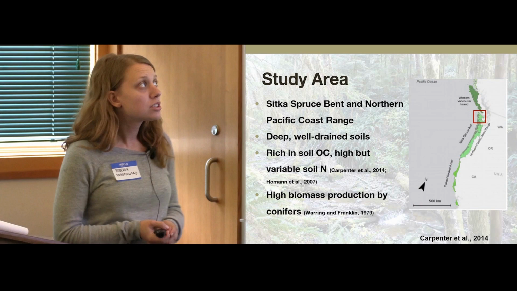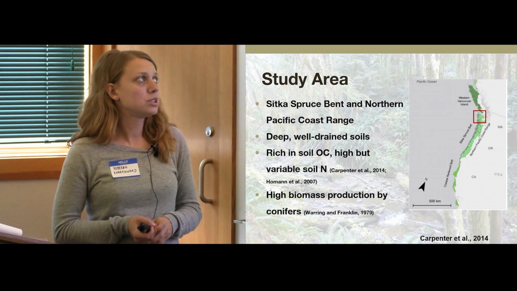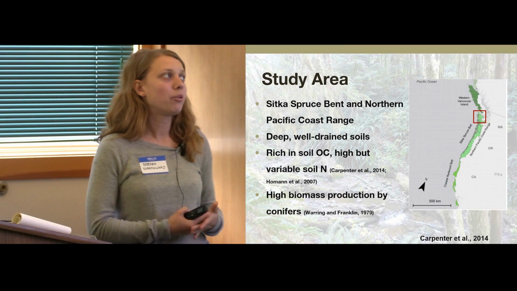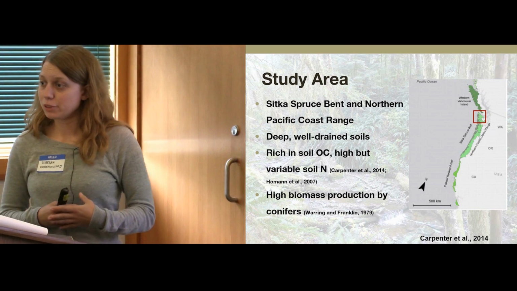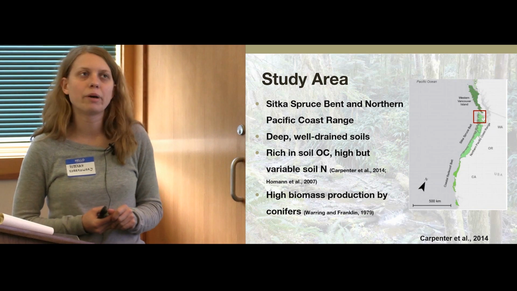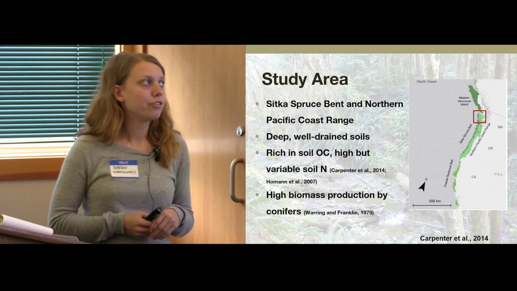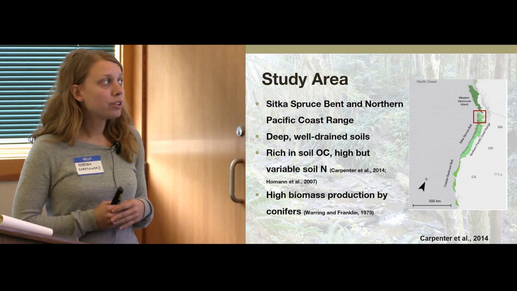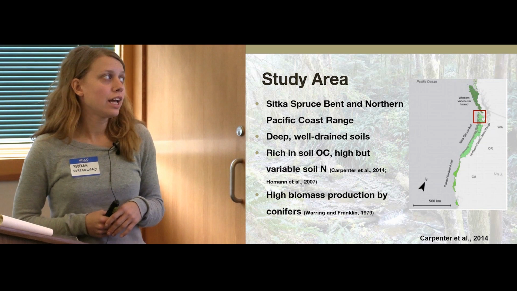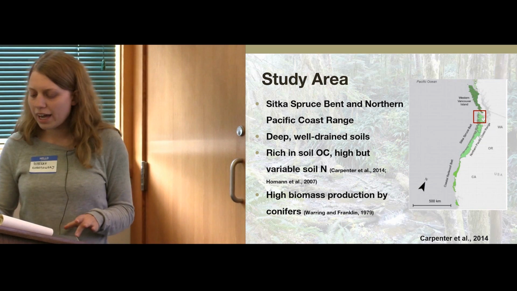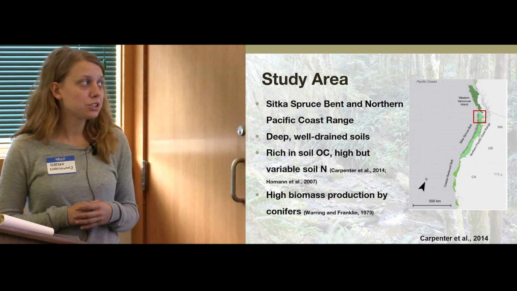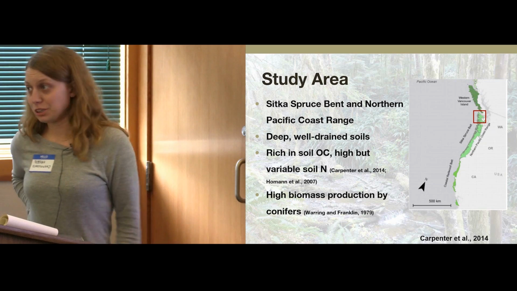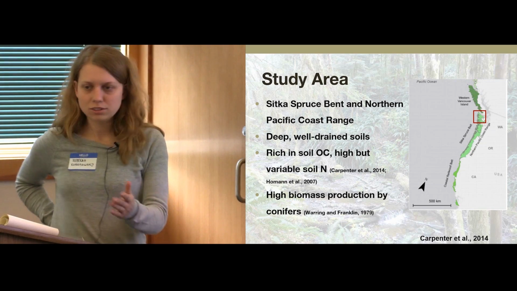As far as the soils go, we're in the Sitka spruce belt and the northern Pacific Coast Range. The soils are well drained and deep, which I think, again, is pretty important in thinking about carbon and nitrogen moving through these soils. It moves quickly. These soils are also very rich in organic carbon, and they have high concentrations of nitrogen, but they are variable. And there's a lot of biomass production, which, again, you guys know quite a bit about.